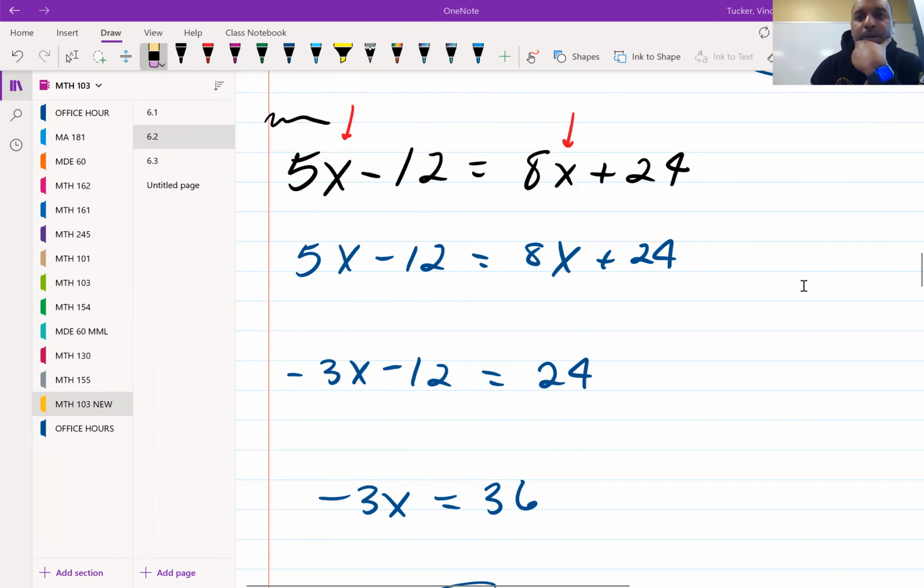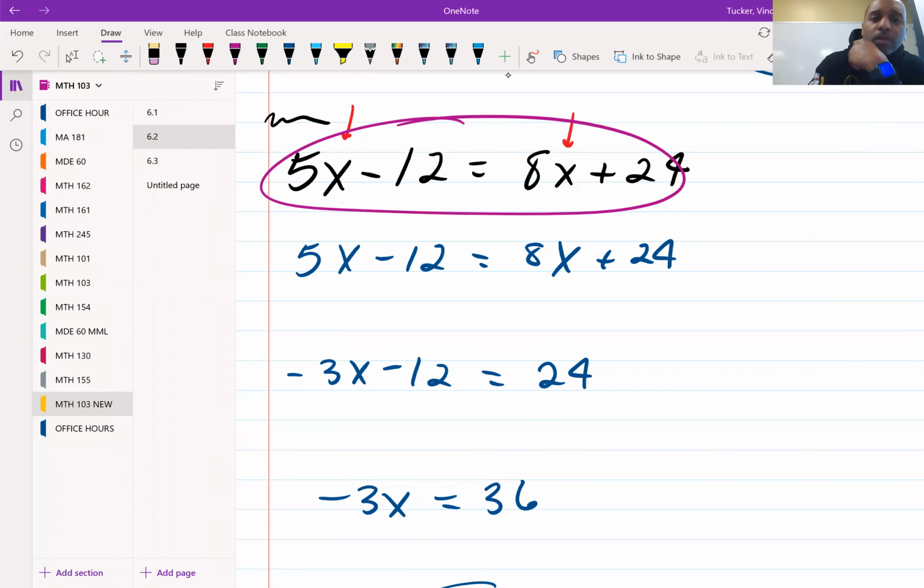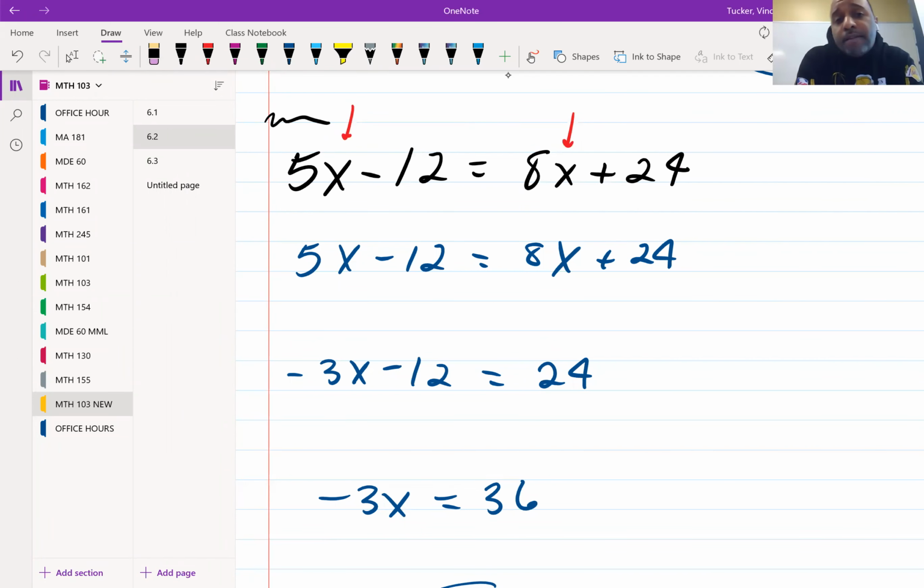All right, looks like everybody's in here. So we're gonna go ahead and finish off 6.2. And if we have time, we'll go ahead and touch on a little bit of 6.3, not to finish 6.3, but start it a little bit just like we did last time. So once again, we're still in 6.2. We're solving equations. Want to give you a few more scenarios. We're starting here: 5x minus 12 equal to 8x plus 24.